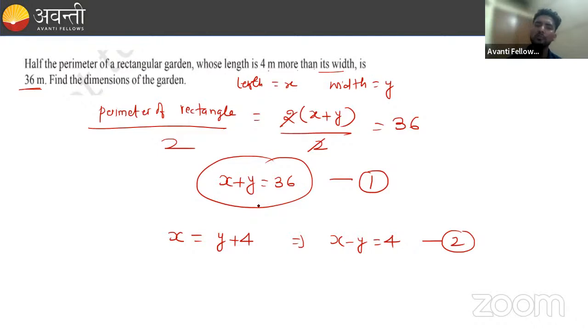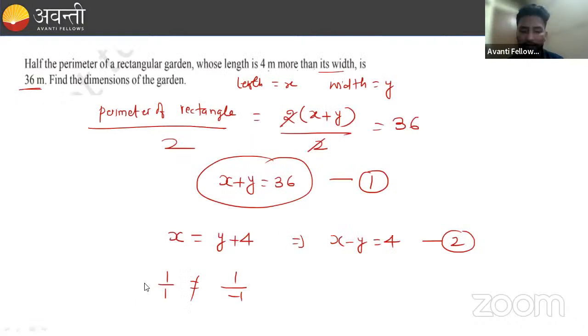So you can solve both of these. Definitely it will give a solution, right? Because see, 1 by 1 is 1, and here 1 divided by -1 is -1. So both are not equal. So definitely it will give a consistent or unique solution. So definitely you will get x and y.